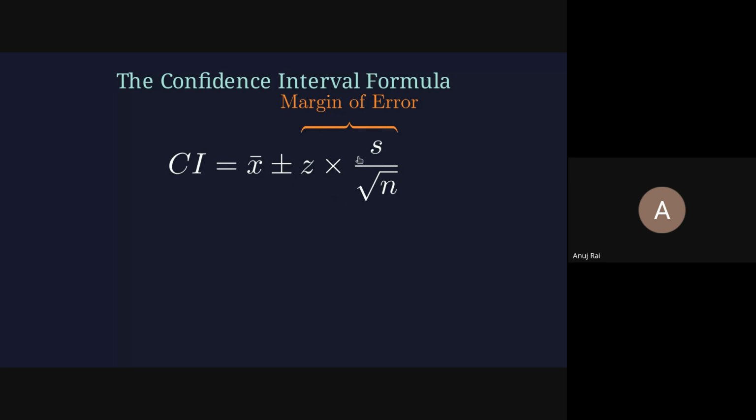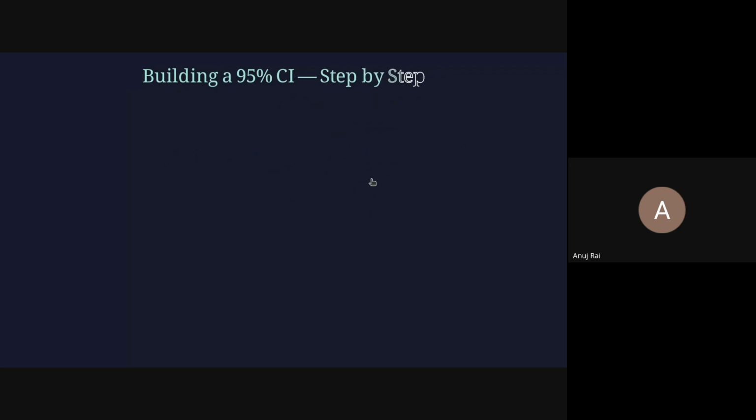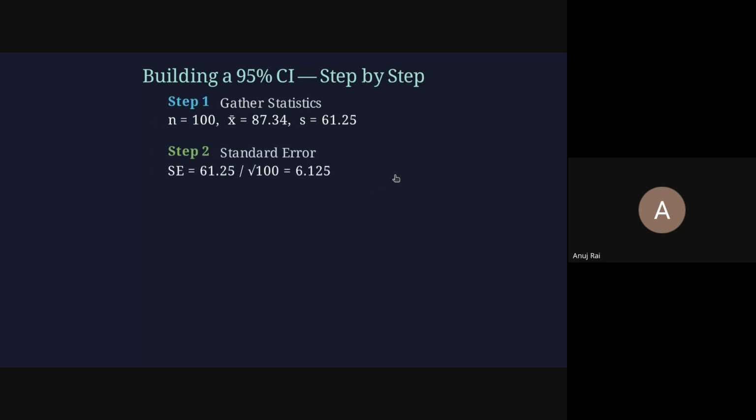And Z score into your standard error is called the margin of error. So in order to calculate the confidence interval, you take the sample mean and add and subtract the margin of error. So this is the step by step of building a confidence interval.